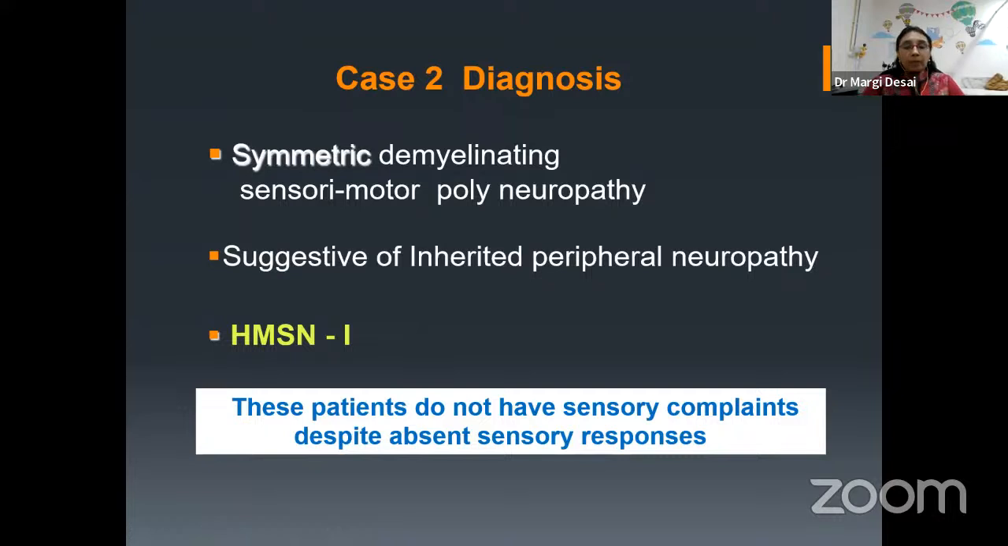So the interesting feature in inherited neuropathies is that these patients do not have sensory complaints. They never complain of tingling, numbness, or burning, despite absent sensory responses in nerve conduction. That is because this process has been there right from the beginning. If you have an acquired neuropathy, you always have sensory complaints. But in inherited neuropathies, they don't have sensory complaints.